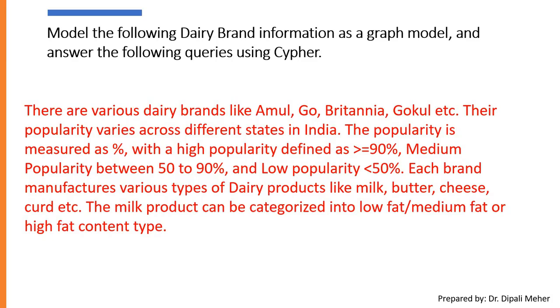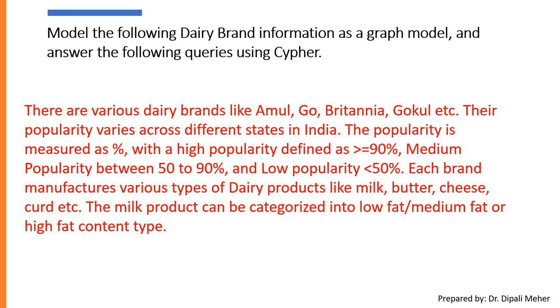So let us go ahead. Model the following dairy brand information as graph model and answer the following queries using Cypher. See the question. There are various brands like Amul, Go, Britannia, Gokul, etc. Their popularity varies across different states in India.